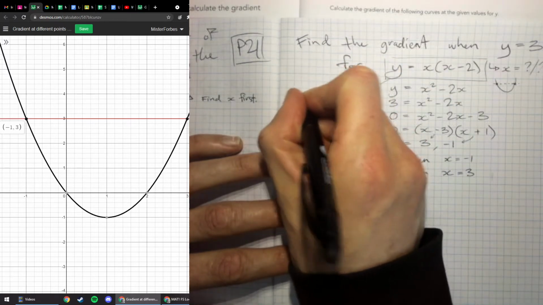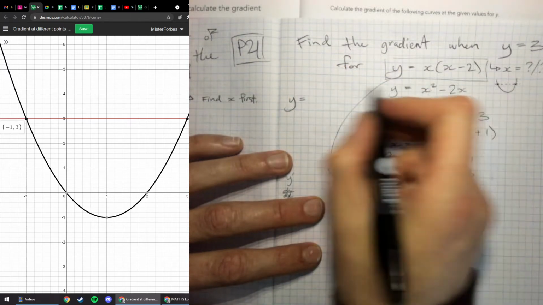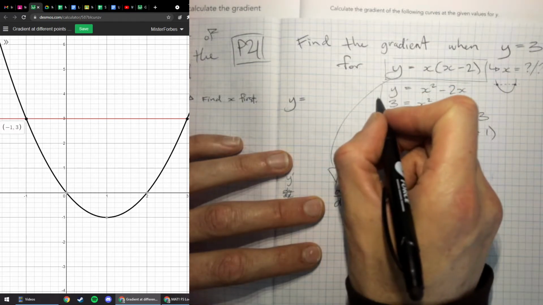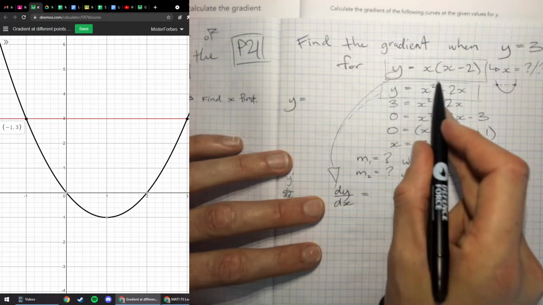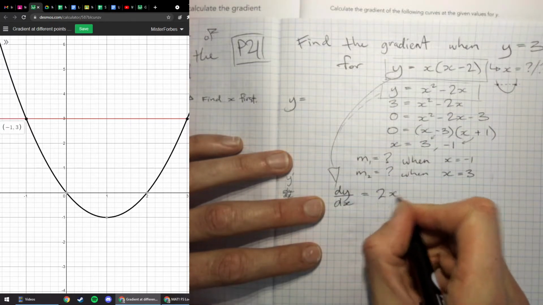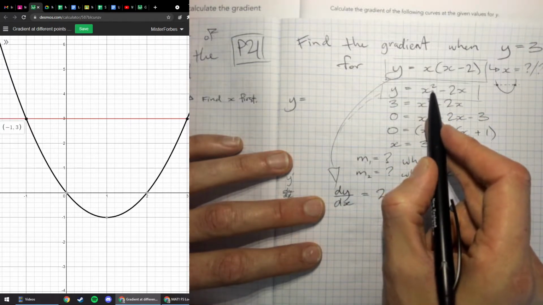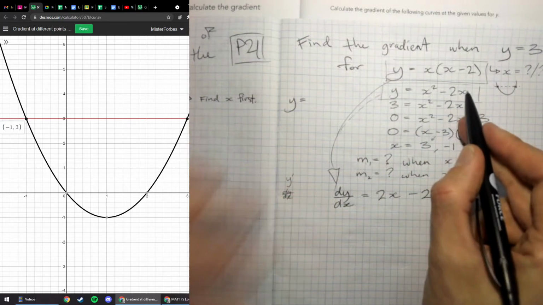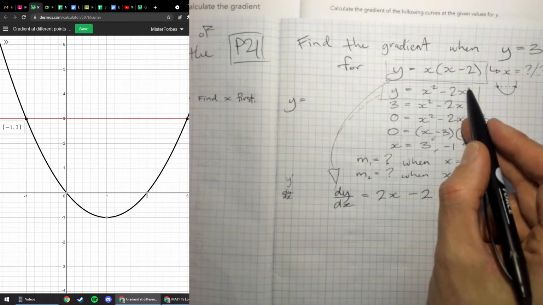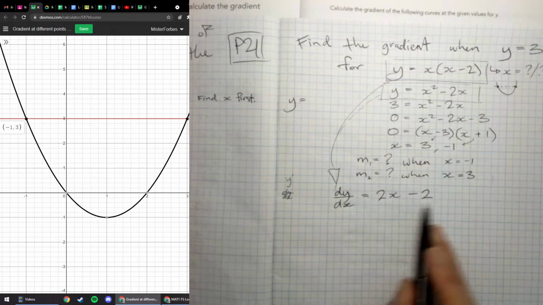So dy by dx, ooh, we can't actually differentiate that with our current knowledge, so let's expand that. Wait, we expanded it before, it's just here, my bad. Let's use that one. So the derivative of x squared is 2x. We just multiply by the power and then reduce the power by 1. And then this one here is going to be minus 2. We just multiply by 1 and reduce that to x to the 0. So this is the derivative.